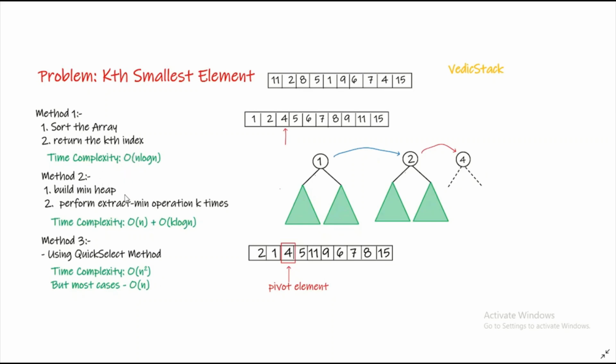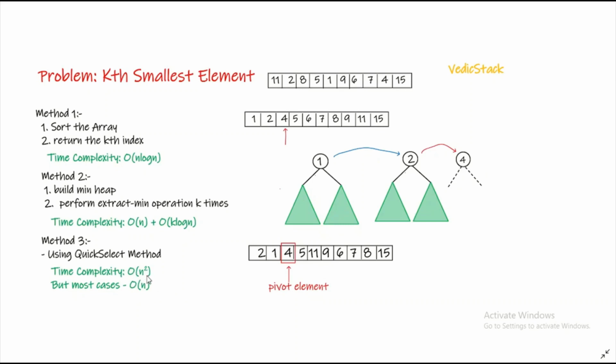Coming to method 3, we are going to use the quick select method. That is a very popular method and it can solve the question in order of n in most cases, but the worst case time complexity is going to be order of n square. But there are some approaches like the randomized quick select method, where it is going to select the pivot element randomly. I'm going to discuss it in a few minutes. So this question can be solved in most cases in order of n time, but the randomized quick select method will reduce the chances of having the worst case, that is order of n square.